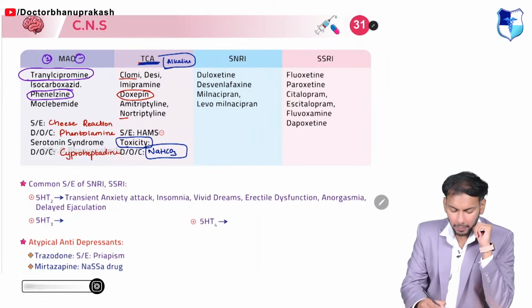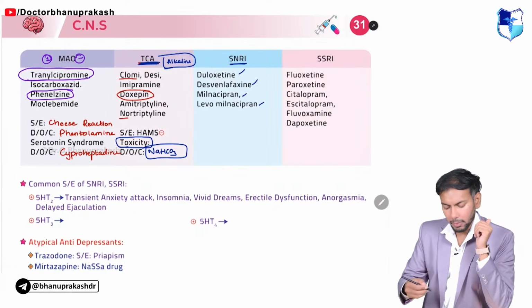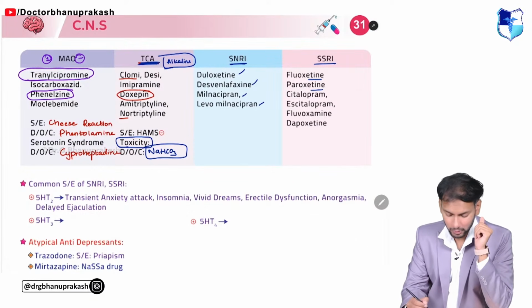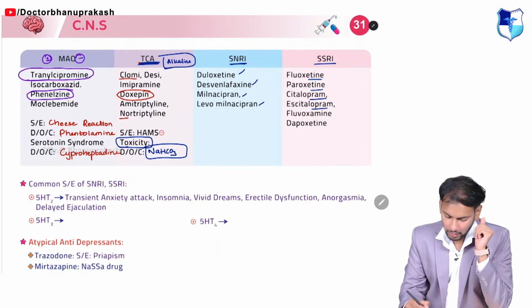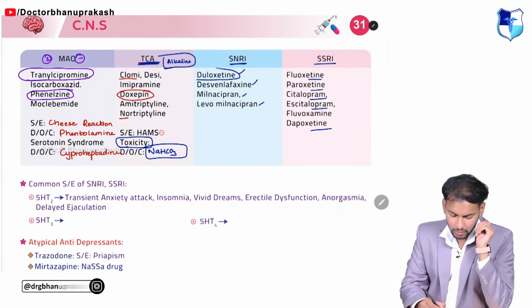Yes. Now, coming to SNRI, these are duloxetine, desvenlafaxine, milnacipran, levomilnacipran. Now, coming to SSRI, these are fluoxetine, paroxetine, citalopram, escitalopram, dapoxetine. Now, at least remember that duloxetine is not SSRI. In SSRI, we have what?